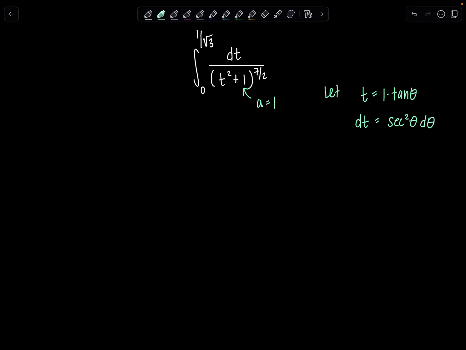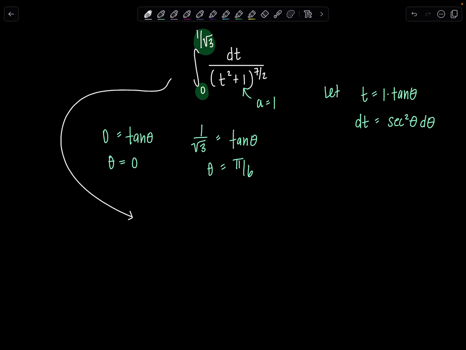And then now we have to change our limits of integration. So these limits, 0 and 1 over rad 3, belong to the variable t. So I'm going to substitute them in for t and solve for theta. So 0 equals tan theta, and 1 over rad 3 equals tan theta. So let's think, when is tangent 0? When theta is 0. And when is tangent 1 over rad 3? That means sine was 1/2 and cosine was rad 3 over 2. That's at pi over 6. Hooray.